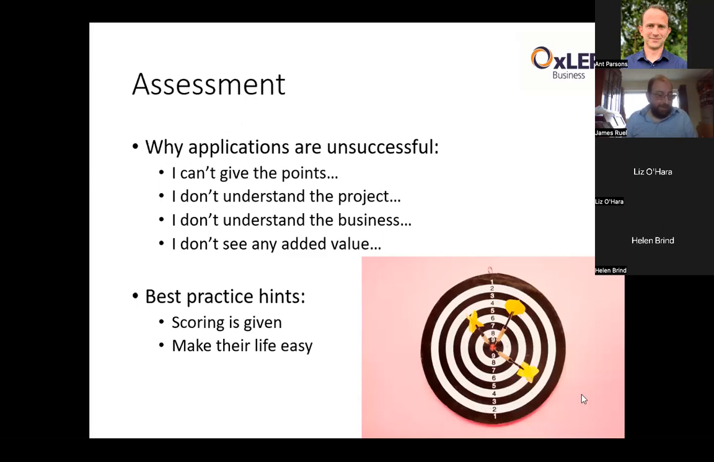They cannot give the points if they don't understand the project or the business. They've got to understand what the application is for and what the business does. Similarly, projects are unsuccessful if the assessors don't see any added value in the public funding. There's a couple of best practice hints that link to this. The scoring is given in the guidance notes. We explain in the guidance notes what the assessors are going to be looking for. So the best practice hint here is to make the assessor's life easy. Pull out the key elements to enable the assessors to award the points that they have to award, so that you lose as few points as possible in the assessment process.